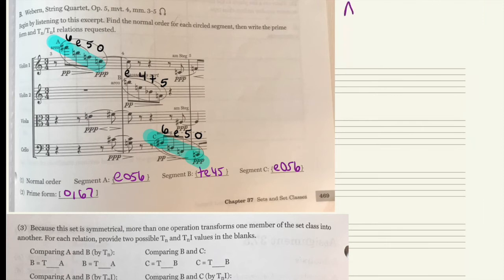So segment A and B, I'm just going to write out my normal order, and we're going to do some comparisons. Let's compare and see what we find for transposition. So the question always is, how do I get from my first set to my second set? Well, if I'm looking for transposition, I need to add something to get from my first set to my second set. So how do I get from 11 to 10? I can add 11.